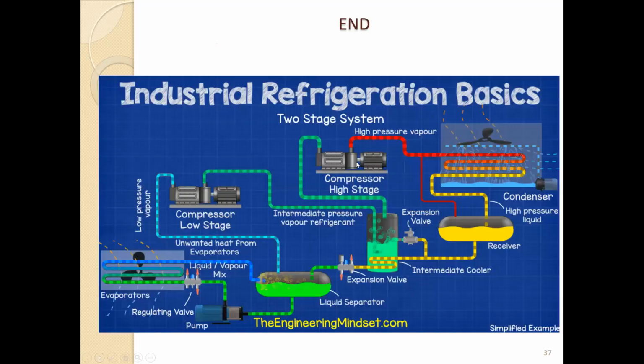So, okay. So, ito yung sa internet, mga diagram. Ayan, dami intermediate pressure vapor refrigerant. Ang dami siya. Okay. Liquid separator. So, lahat yan gagawa mo ng pH chart. So, analysis. Okay. Thank you very much.